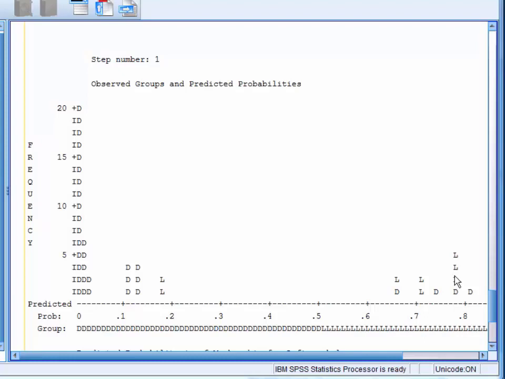When reporting these results, you would generally report the omnibus test of model coefficients, both R-square statistics, the Hosmer and Lemeshow test, and the coefficients and confidence intervals from the variables in the equation table.